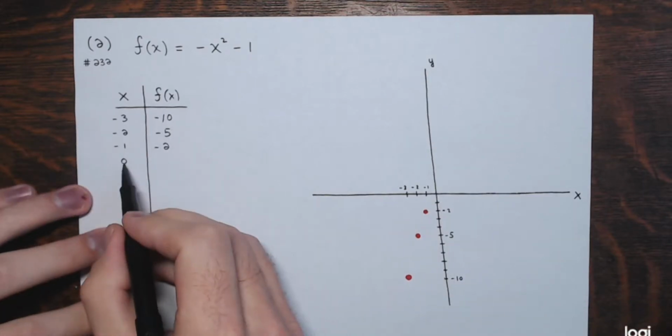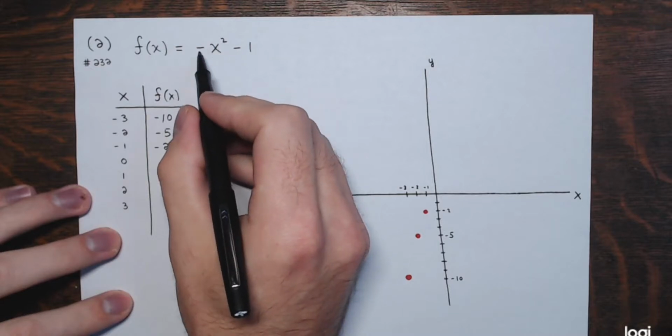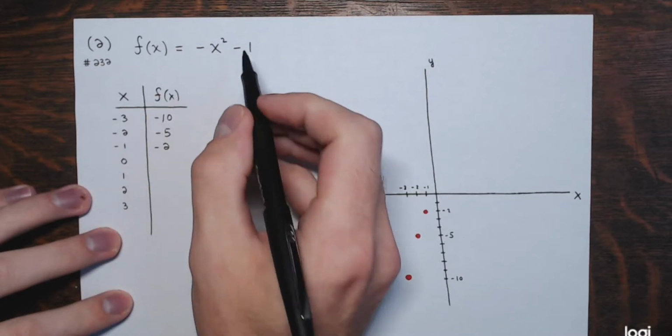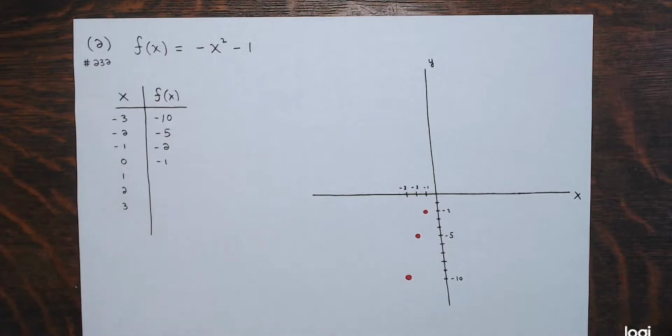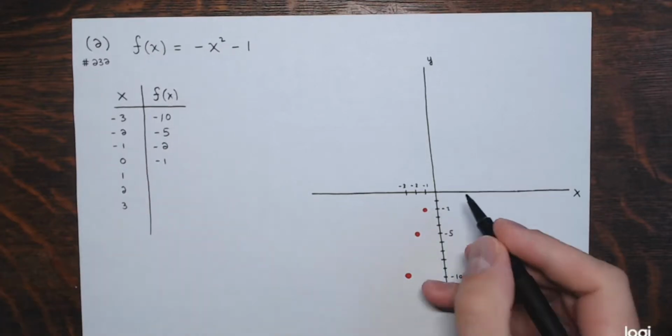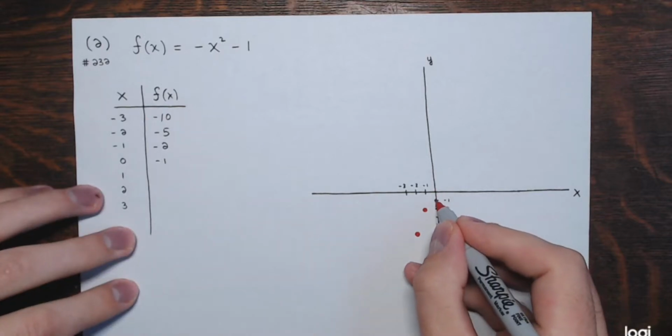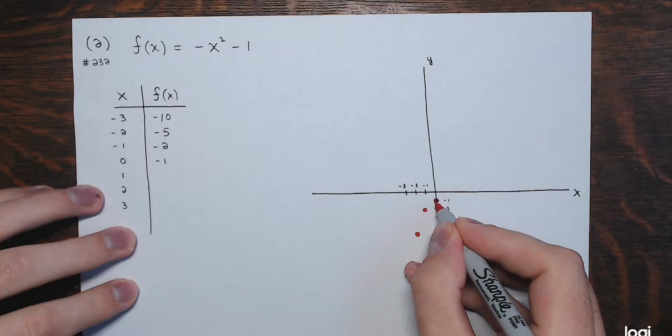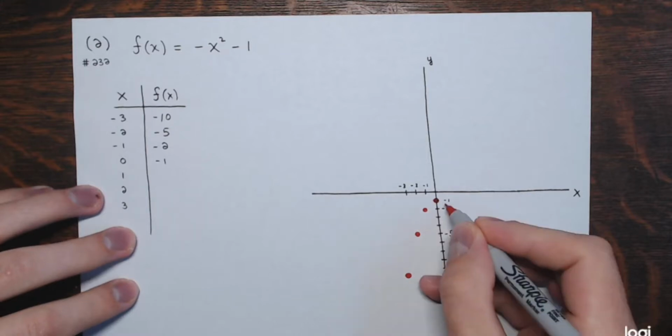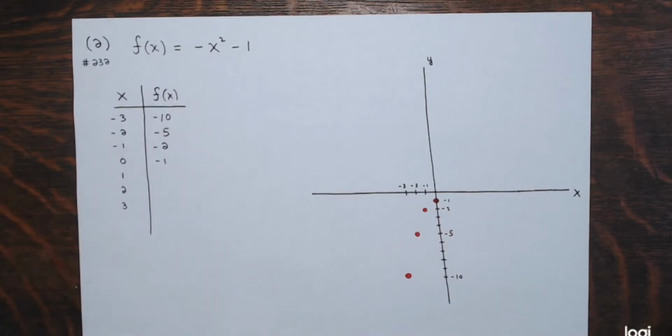Input 0. 0 squared is 0. The opposite of 0 is still 0, and then 0 minus 1 is -1. So input 0, output -1. That's this point here on the y-axis. And now we can see it start turning. Right? This is definitely going to be another parabola shape. And it looks like it's going to be a parabola that's opening downward, right? Not opening up like the last example.